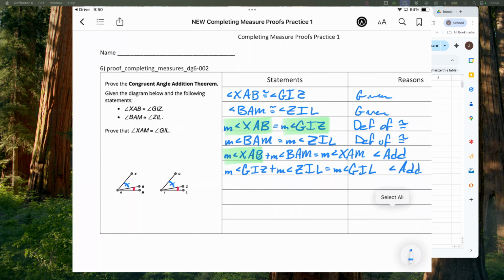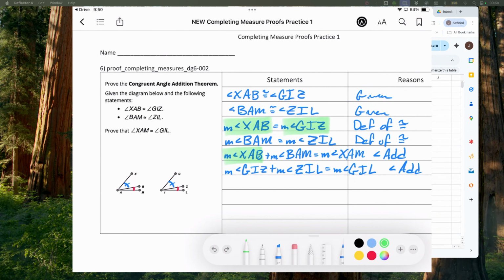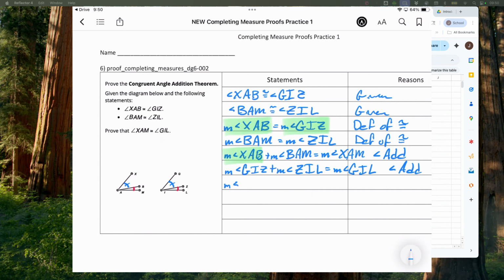So the measure of angle, replacing XAB with GIZ, plus the measure of angle BAM is equal to the measure of angle XAM. That's substitution.